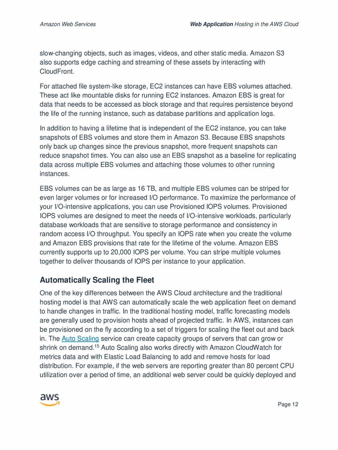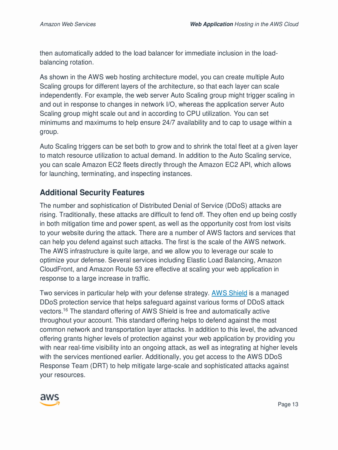Auto-scaling also works directly with Amazon CloudWatch for metrics data and with elastic load balancing to add and remove hosts for load distribution. For example, if the web servers are reporting greater than 80% CPU utilization over a period of time, an additional web server could be quickly deployed and then automatically added to the load balancer for immediate inclusion in the load balancing rotation.